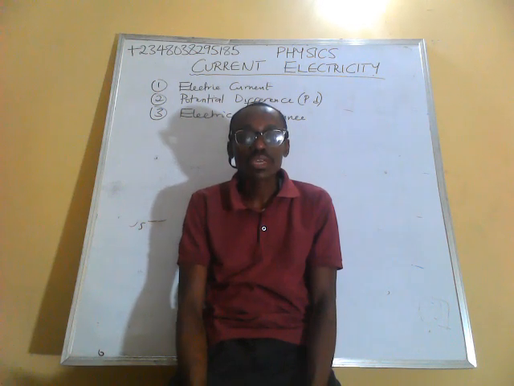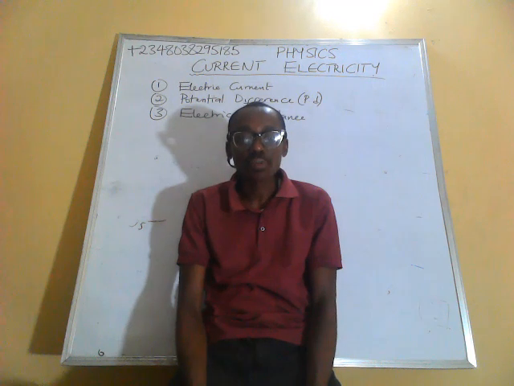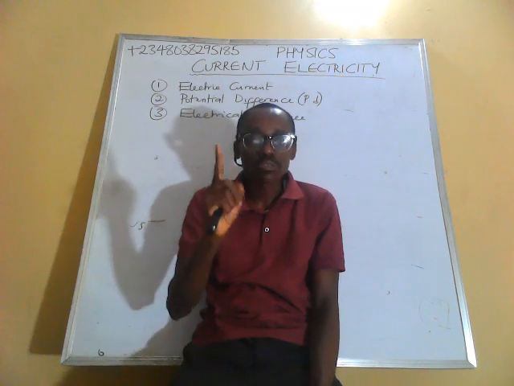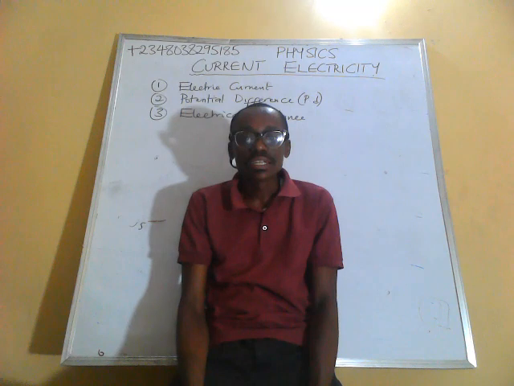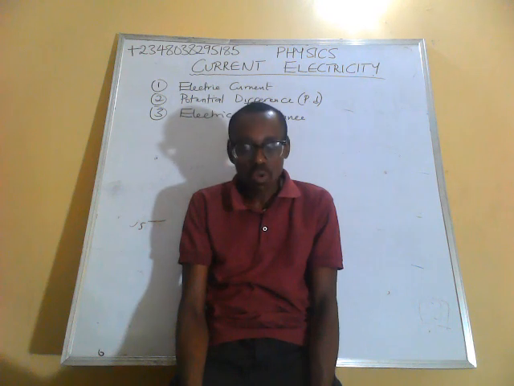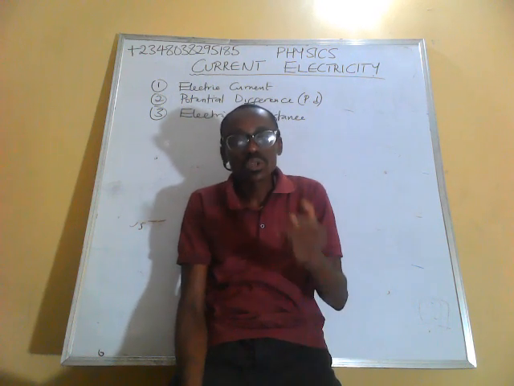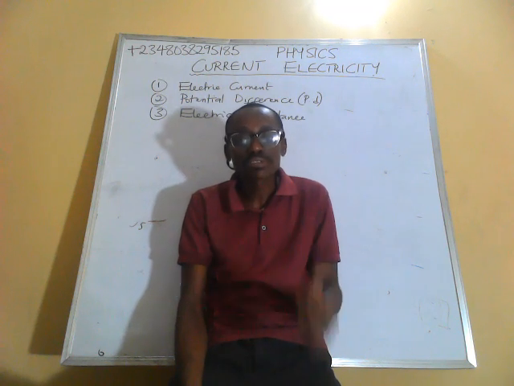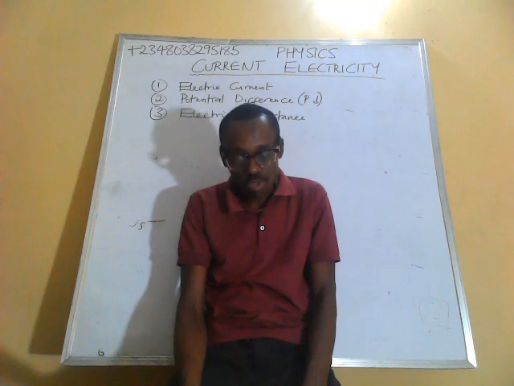Before we go in depth into the topic, there are some quantities that we need to understand. There are three basic quantities: the first one is electric current, the second one is potential difference, and then we have electrical resistance. So we have to look at electric current, potential difference, and electrical resistance.